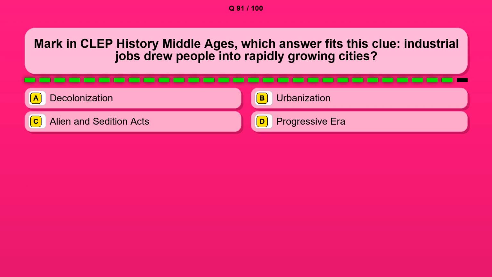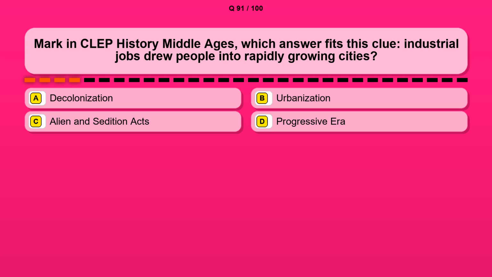Question 91. Mark in CLEP History Middle Ages, which answer fits this clue? Industrial jobs drew people into rapidly growing cities. Option A, decolonization. Option B, urbanization. Option C, Alien and Sedition Acts. Option D, Progressive Era.